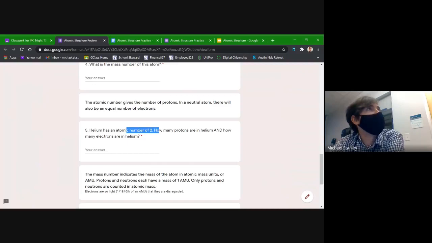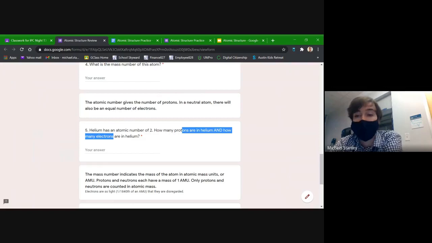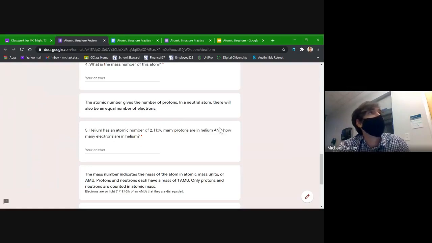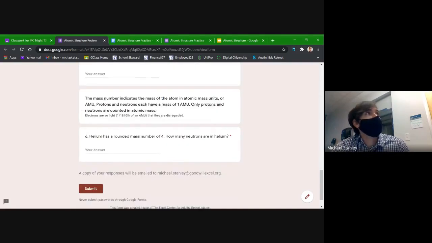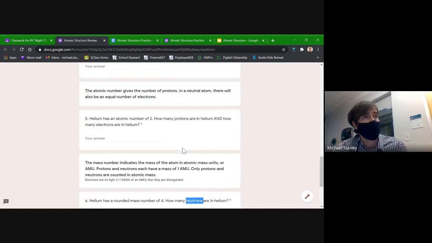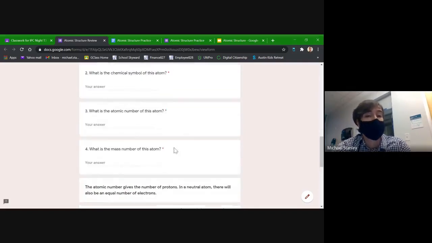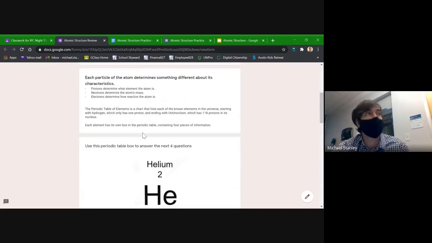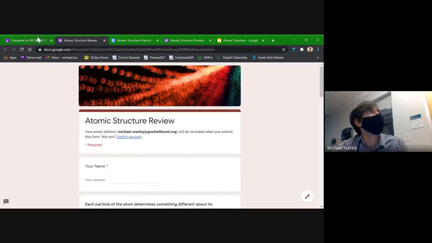and then kind of leads you through, all right, if it's atomic number of 2, how many protons and electrons are in it? This one is a little bit tricky because a lot of people miss it. They just see protons and put down the proton answer, but there's actually a two-part question on number 5. So make sure that you pay attention and put in protons and electrons for this one. And then number 6 just asks about neutrons. So that's a simpler little review session for tomorrow when we're not meeting in class.